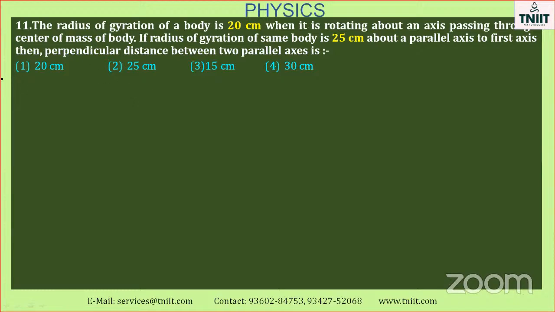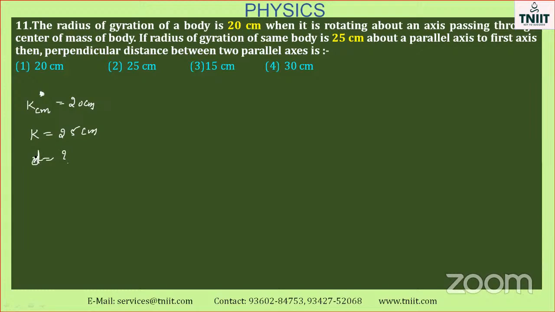What's the radius of gyration? Usually the radius of gyration is measured from the center of mass, that is given as 20 centimeter. Now it is rotating with the radius of gyration of the same body from where? From 25 centimeter. What's the distance between the two parallel axes?